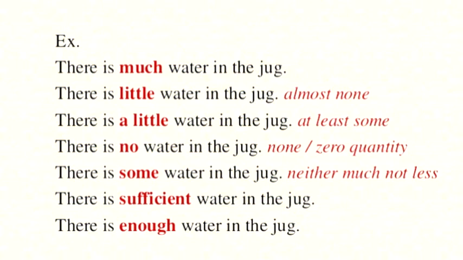There is enough water in the jug means more than sufficient. Okay. I have purposely taken these examples because they are all telling you about quantity of noun water. Water is the noun in all the sentences. And all these words tell you about different quantity. Much, little, a little, no, some, sufficient, enough. These all words are adjectives of quantity.